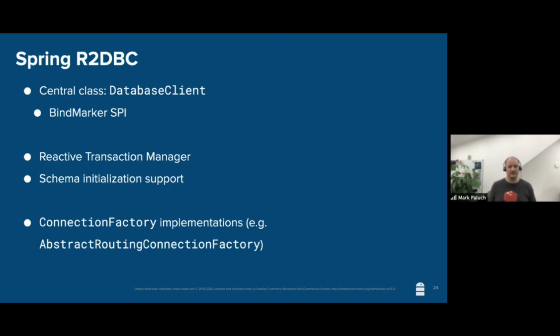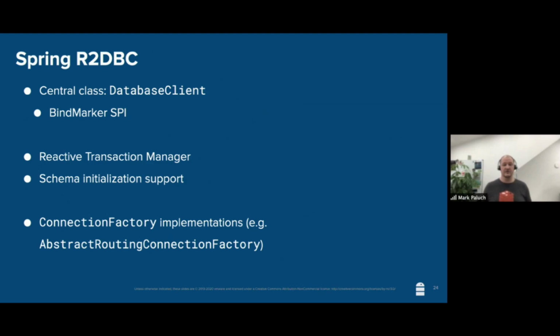It's a new module in Spring Framework 5.3, and its central class, DatabaseClient, is the entry point for your application if you want to reactively integrate with a SQL database. It features named parameter support. It has a bind marker API. So Spring is doing the job of rewriting SQL and replacing named parameters with the actual native parameter bind markers. So you can plug in your own bind markers if you have a database that has an R2DBC driver, but there's no bind marker support in Spring yet.